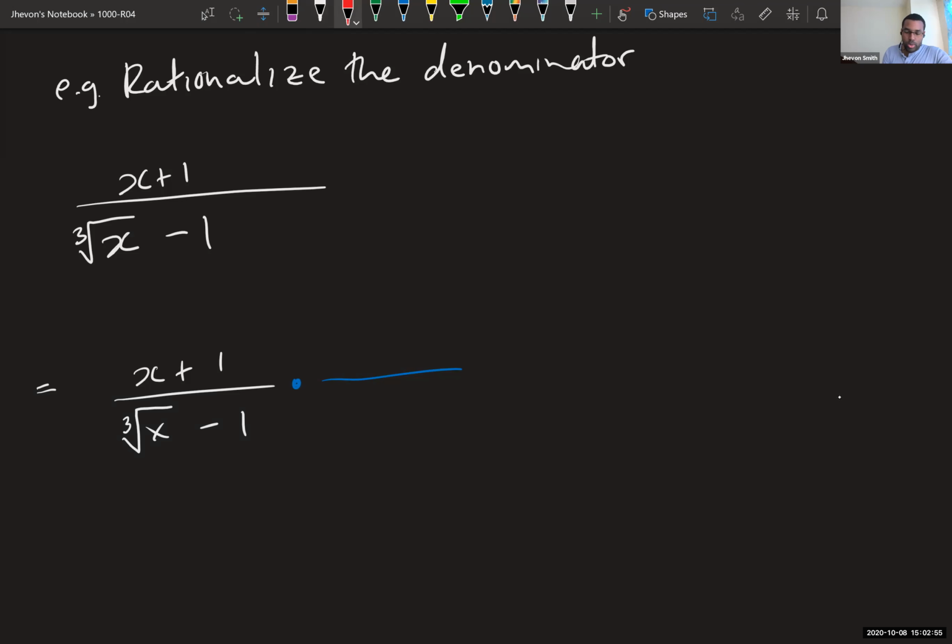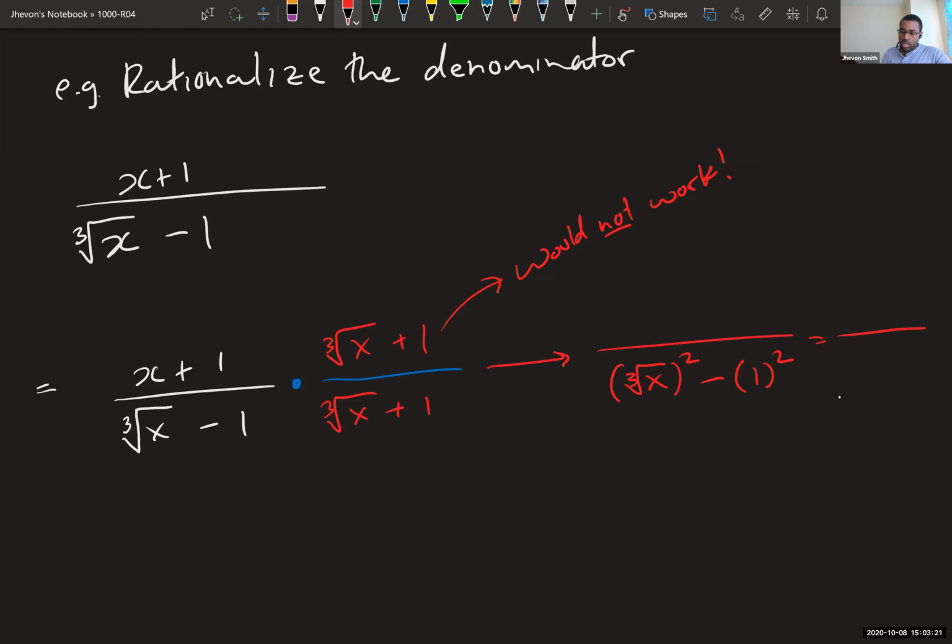First of all, I want you to appreciate that if I were to do this, it would not work. And you're like, well, it worked last time. But understand what that would actually give you, because this would be you squaring the first term and then subtracting the square of the second term, which is going to give you x to the 2/3 minus 1. You didn't actually get rid of a radical, right? So just changing the middle sign and multiplying and dividing doesn't work.